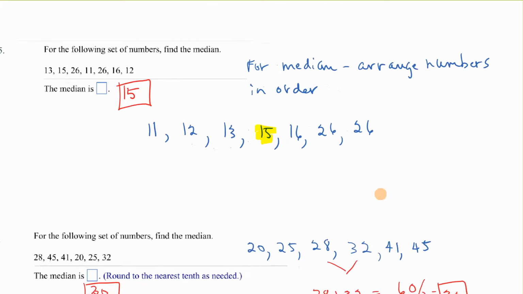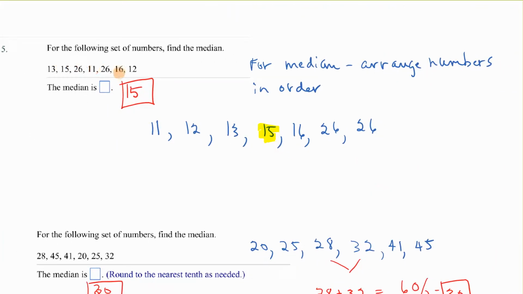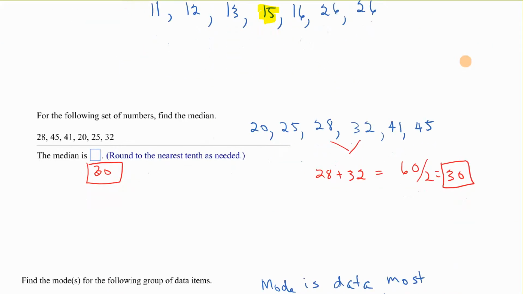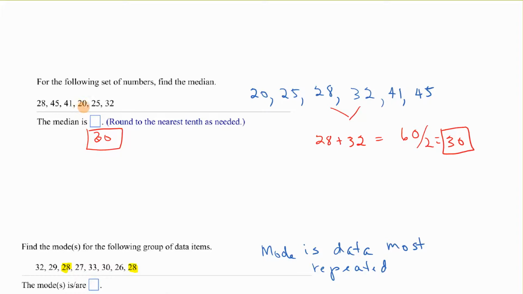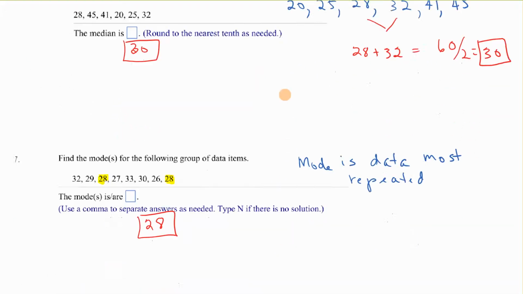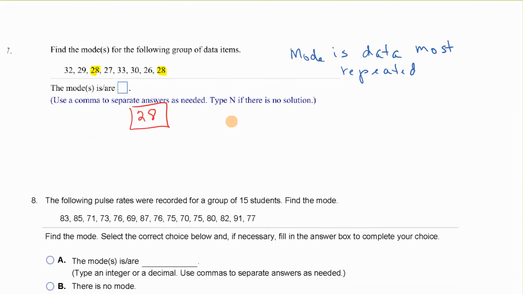For the median, remember that's the middle number, and so we have to put these in order. So I've done that here, got them ordered numerically, and the middle one, right in the middle there, is 15. This one has an even number of items. I again put them in order, but I don't have one right in the middle, so I take these two in the middle, add those together. That's 60 divided by 2 is 30, so the median is 30. Find the mode, that's the data that's most repeated, and in this case it is 28.